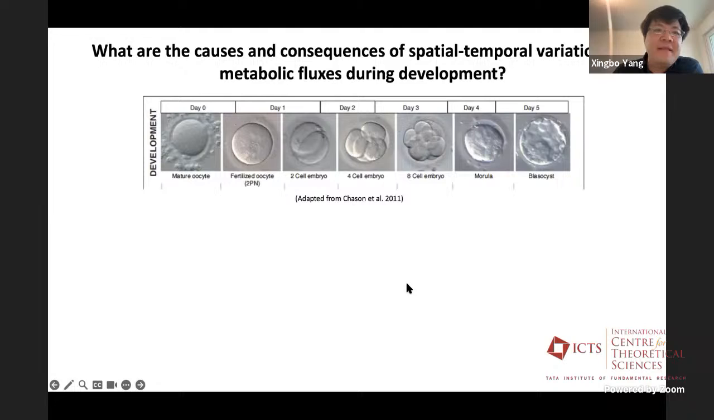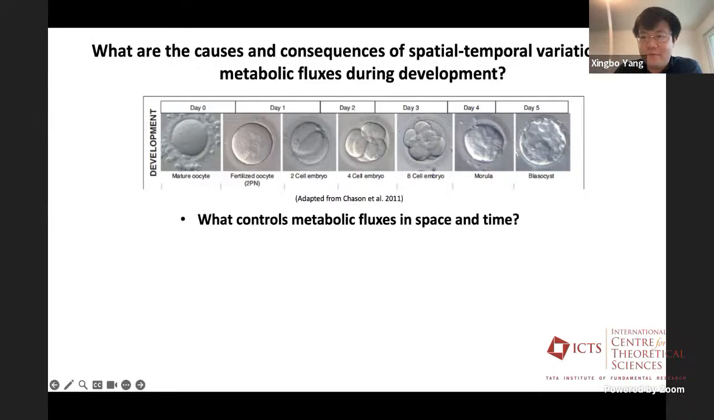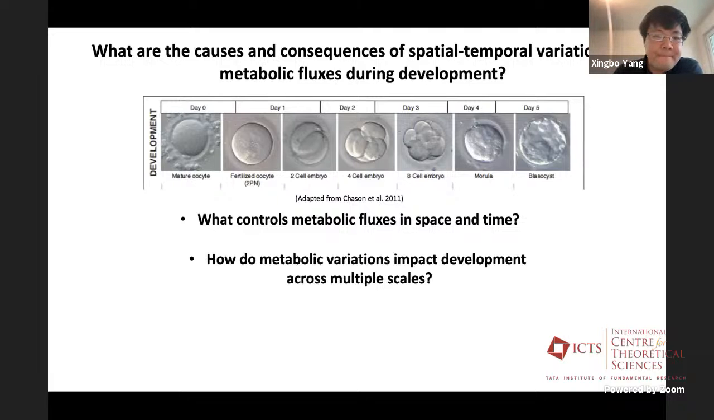So then basically, we are asking the question: what are the causes and consequences of the spatial temporal variation of metabolic fluxes during development? That's kind of a big question out there. You can break it down, right? Number one, what controls metabolic fluxes in space and time? So what are the processes inside of a cell that control, let's say, oxygen consumption rate? And how does it change in space and time?